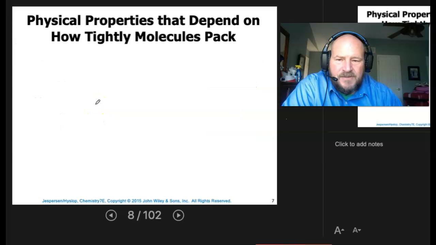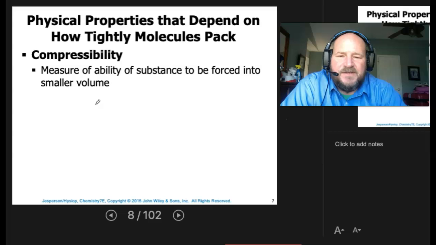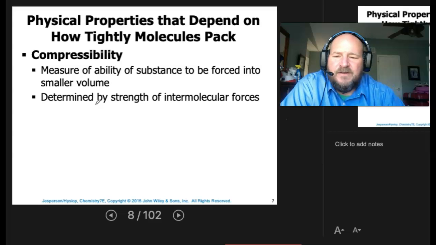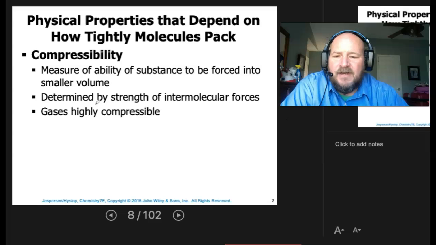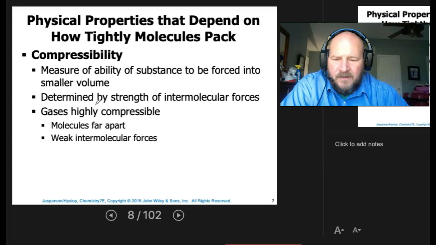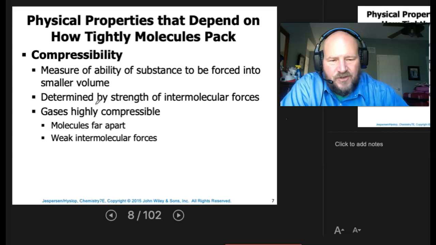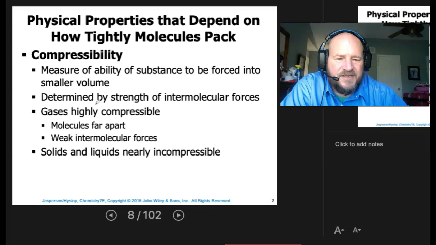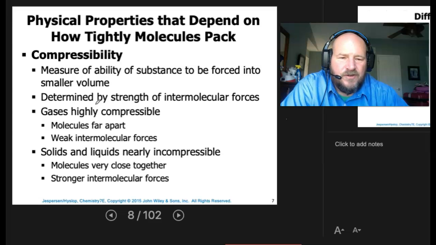All right. So physical properties depend on how tightly the molecules pack. For instance, compressibility: we can measure the ability of a substance to be forced into a smaller volume. That is, again, dependent upon the intermolecular forces. The stronger those forces, the harder it would be to compress. Gases, for instance, are highly compressible because the molecules start far apart. That means they have very weak intermolecular forces, and as they compress to a liquid, those forces become a little stronger, until we finally get to solids, which are nearly incompressible. Molecules here are very close together, and obviously they have stronger intermolecular forces.